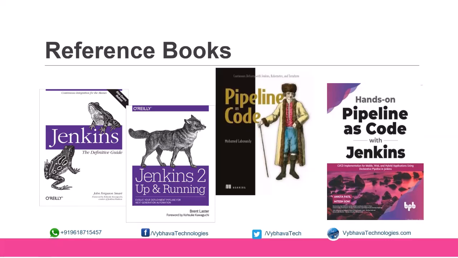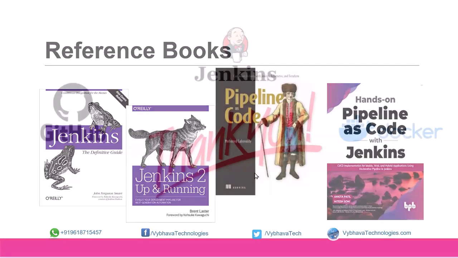So Jenkins was created by a team of people. John is an author for this one, and John is also part of the Jenkins software creation. The Definitive Guide definitely helps you a lot. And Pipeline as Code is a second thing which you can explore more, right? So that is about the theory.